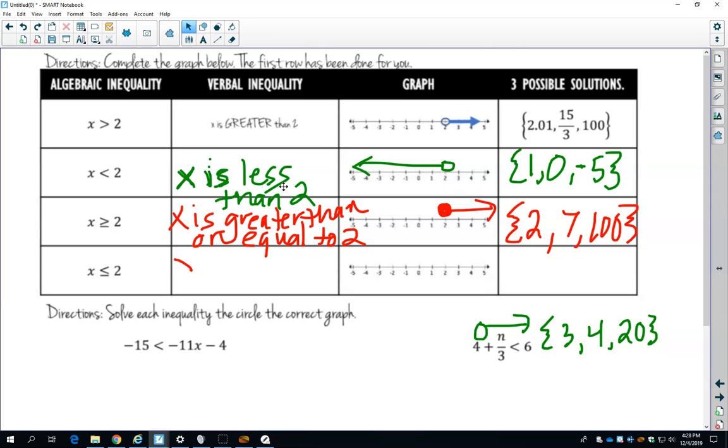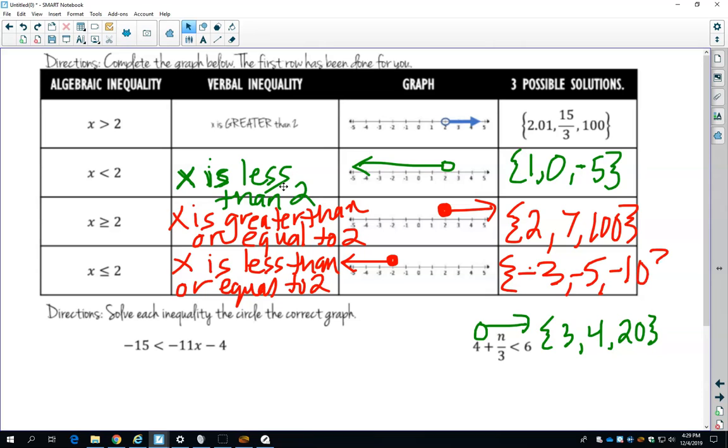The next one, we have x is less than or equal to 2. Okay, so this time it's going to be closed circle again, and we're going to go to the left. So the numbers that are less than or equal to 2 would be -3, -5, -10. These are all numbers that would satisfy the inequality. And also, we could put -2 here, -2 because it's less than or equal to.